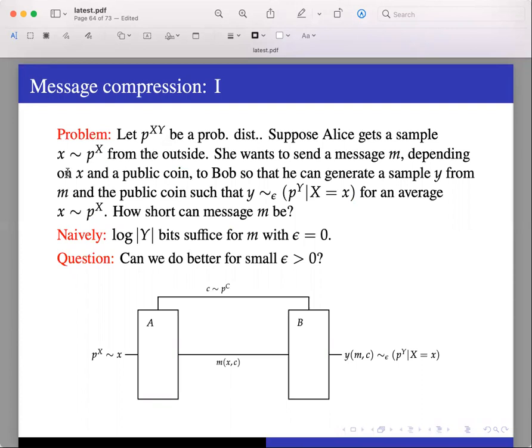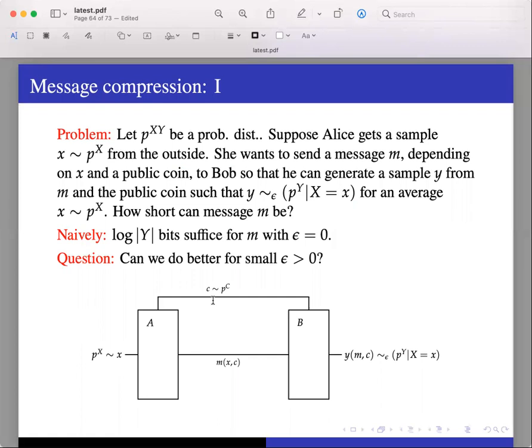Now suppose Alice gets a sample X chosen from the marginal P_X from the outside. So this X is coming into Alice's box. Now she wants to send a message M. This message M will depend on the symbol X that she has been given, and it will also depend upon the instantiation of a public coin.